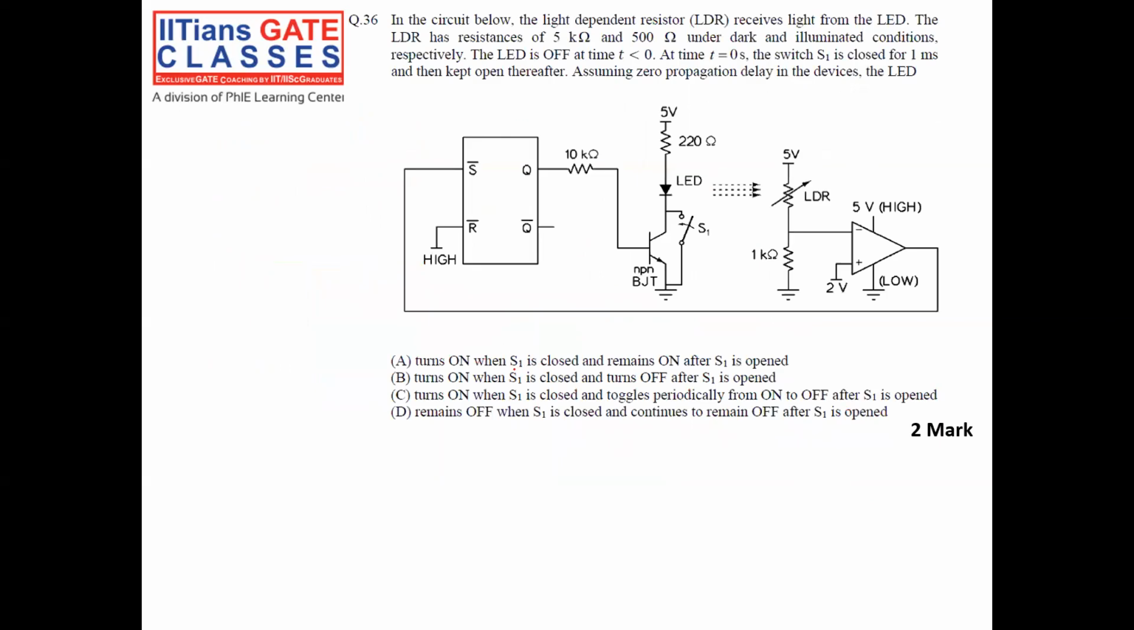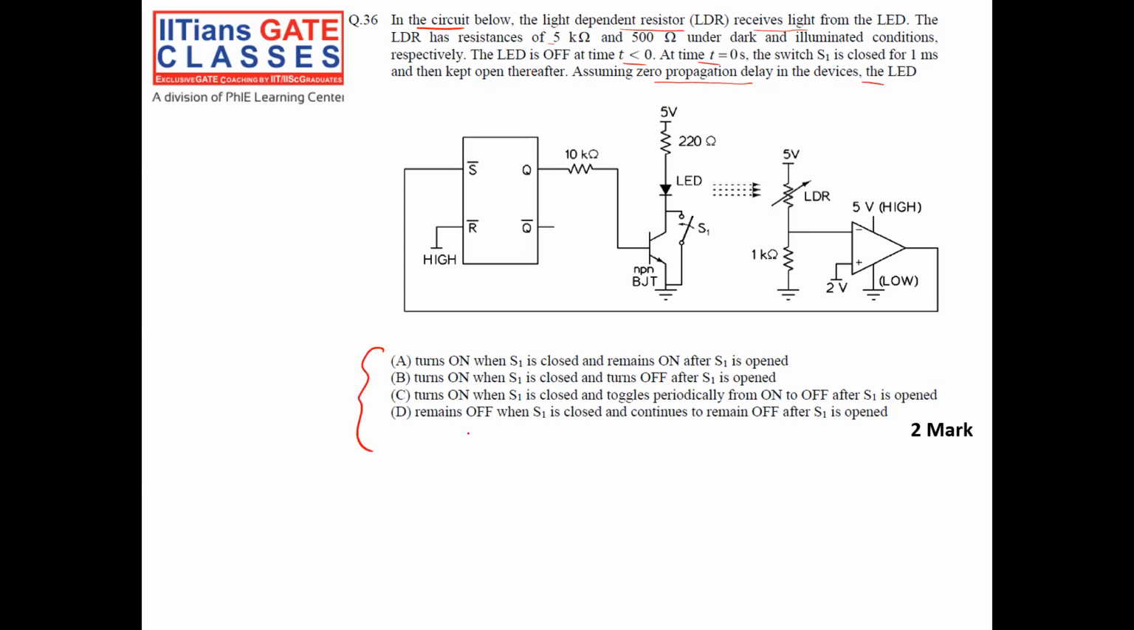Okay, let's see the next question. In the circuit shown below, the light dependent resistance receives light from an LED. The LDR has a resistance of 5 kilo ohm and 500 ohm in dark and illuminated conditions respectively. The LED is off for time t less than 0. At time t equal to 0, the switch S1 is closed for 1 millisecond, then kept open thereafter. Assuming 0 propagation delay in the LED, we have to find out what is true.